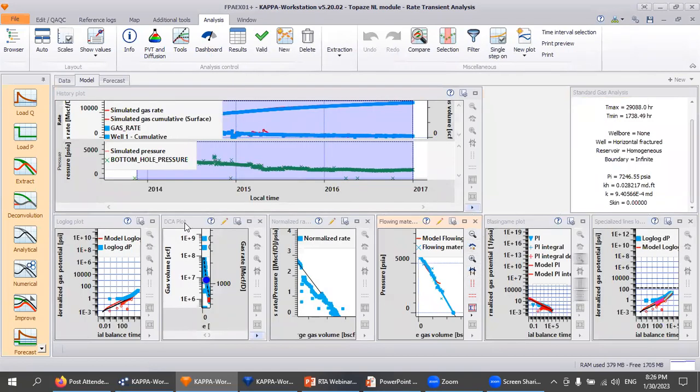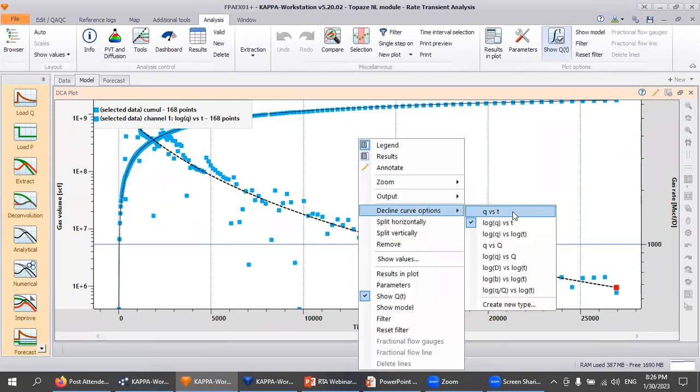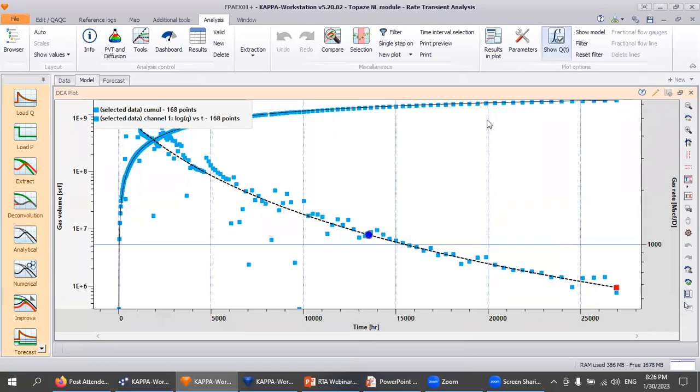Additionally, we have a decline curve analysis plot like this. In this case, we have the relationship of log q against time, which is a semi-log plot like the traditional or empirical Arps equation. Accordingly, you can match the historical production using the model and predict the estimated ultimate recovery.